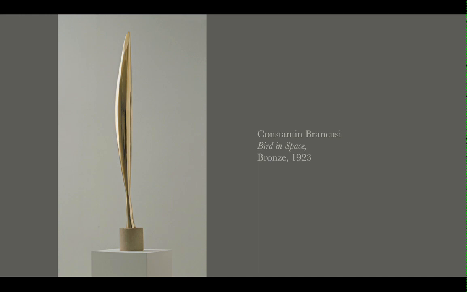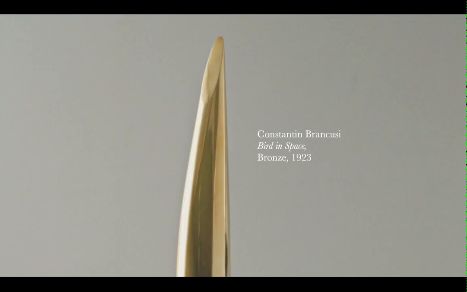So metals are really interesting because metals can actually take on a lot of different surface quality textures. Now you might be using an adjective in your mind like smooth when you look at this particular sculpture.